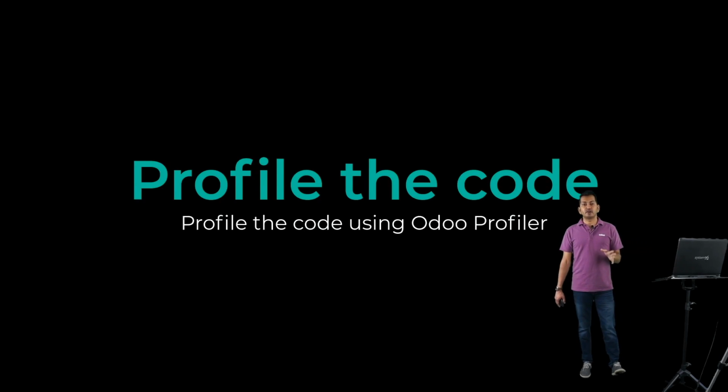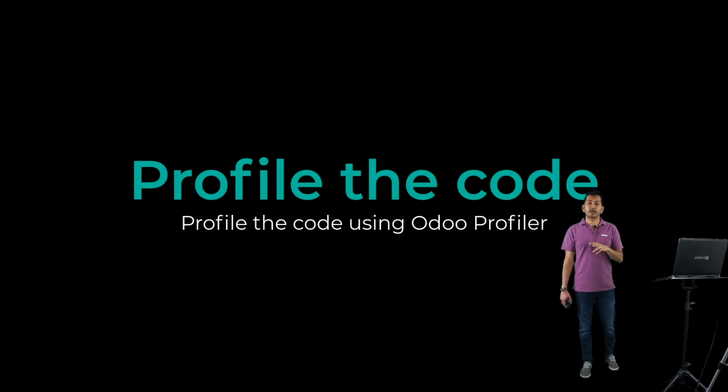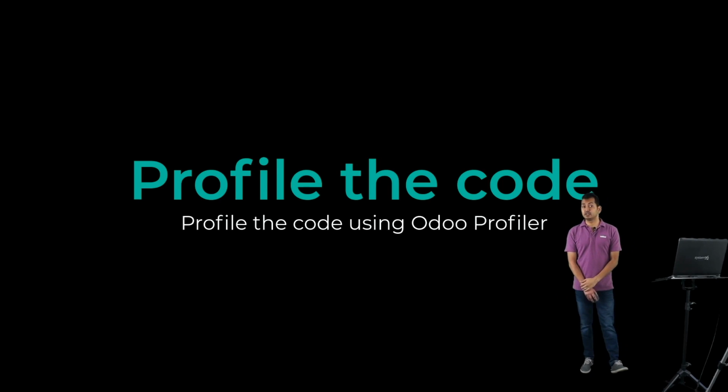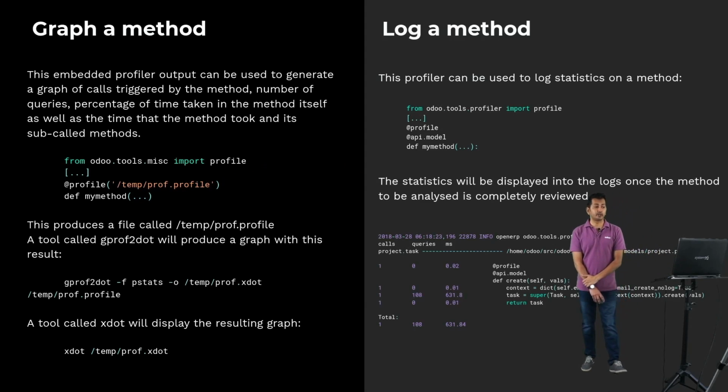Then once you identify where the problem is, let's say the problem is on the Odoo side or the Python side, then you use a profiler. The profiler is your tool. The profiler will let you profile the code and find the time taken to execute a piece of code. There are two different profilers available: a graph method and a log method. These are out of the box.